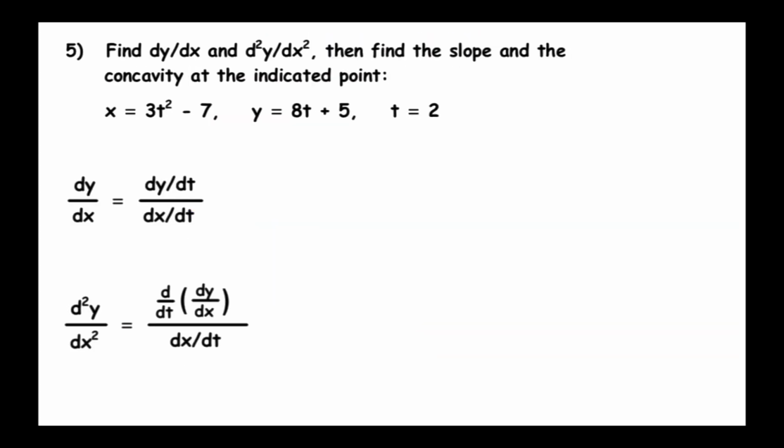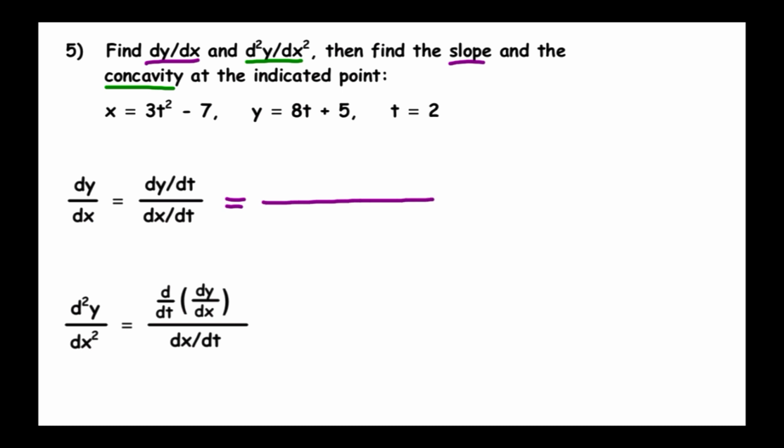Number 5, we're going to find first and second derivatives. Then we're going to find the slope and the concavity. And of course, as we well know, slope goes with the first derivative. And if anybody ever asks you about concavity, that's going to go with the second derivative. All right, so we'll start out with the first derivative first. And I've got my formulas off to the side.